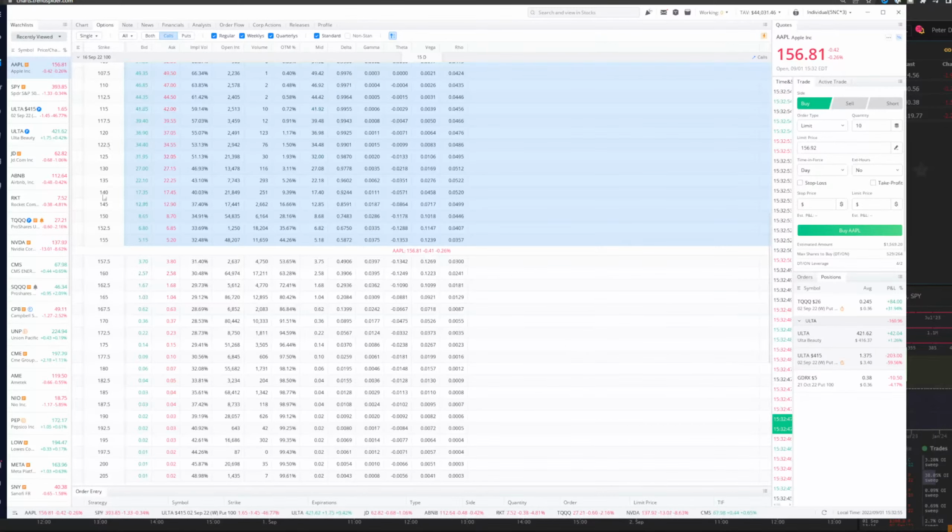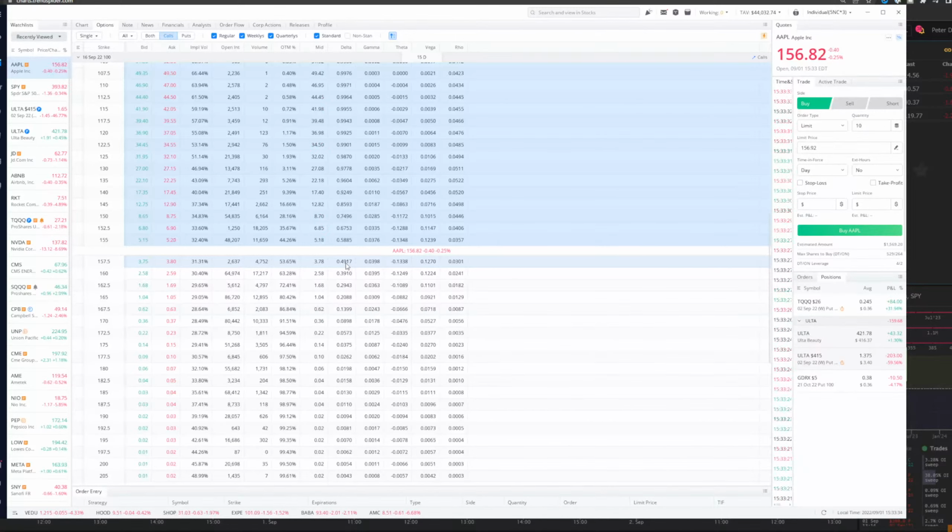You guys can see here that when we're looking at this 157 call for September 16th, the delta currently is 0.49. You would times that by 100. So the delta is basically the amount of money you will make for how much the underlying stock goes up. If Apple goes up $1, you will make $49 owning this contract.